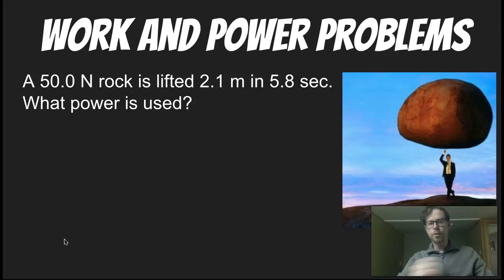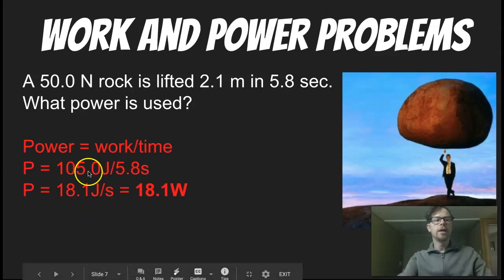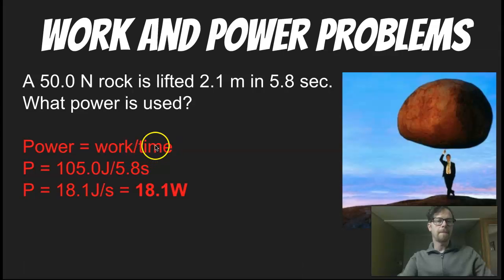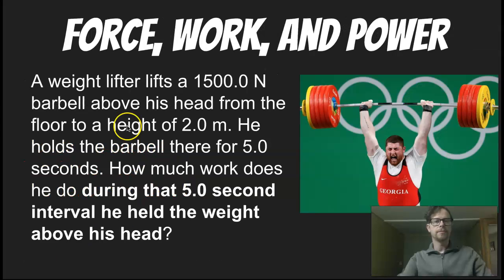Now, same question, but what power is used? We calculated the work in the previous question. Now we want to know what power is used. Power is work over time. How much work was done in how much time? The work we calculated in the last question is 105 joules, and the time is given to us as 5.8 seconds. So 105 joules divided by 5.8 seconds gives us 18.1 joules per second. And joules per second is the same thing as watts. So 18.1 watts is your answer.